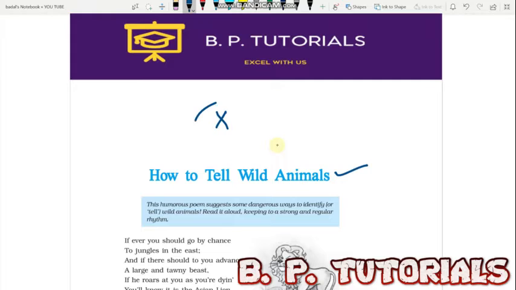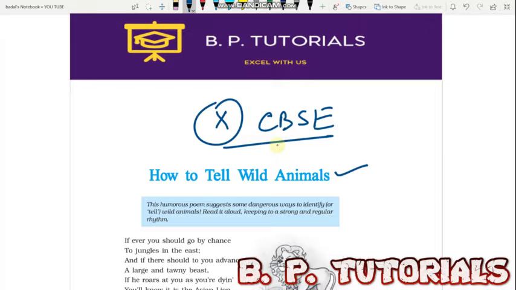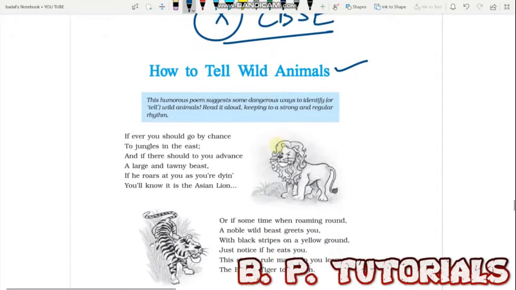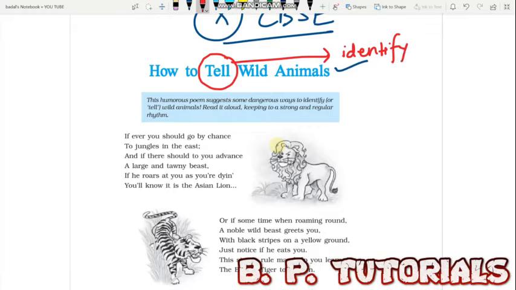This falls in the Class 10 CBSE English poem, and we shall talk about it in detail, line by line. Let's get started. How to Tell Wild Animals. At first, before we begin, we must focus on this particular word, tell. This actually indicates how to identify, or how to distinguish wild animals.